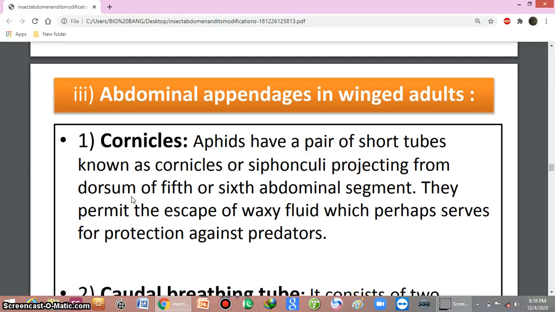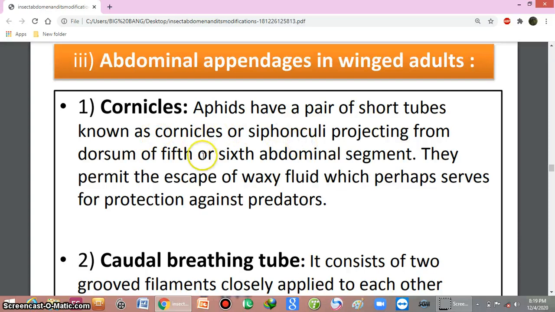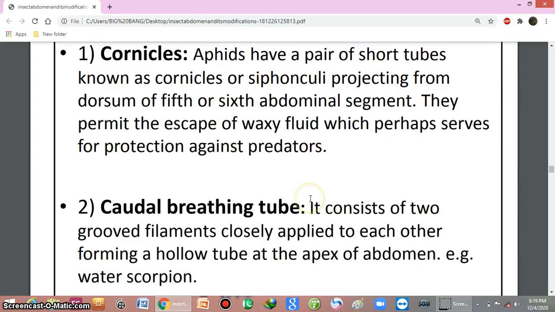Abdominal appendages in the winged adult. Cornicles. Aphids have a pair of short tubes known as cornicles or siphunculi projecting from the dorsum of the fifth or sixth abdominal segment. They permit the escape of waxy fluid, which perhaps serves for protection against predators.